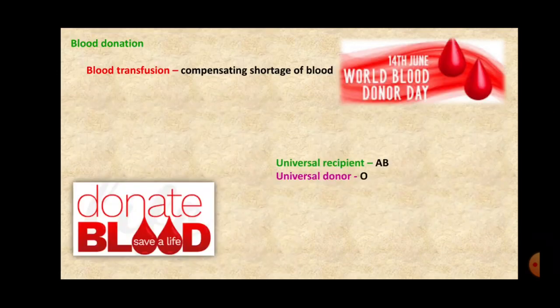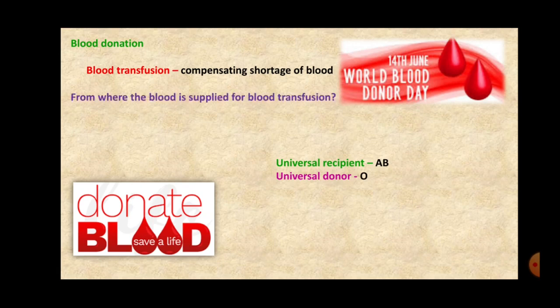The next topic is blood donation. Now, if a person suffers an accident or undergoes an operation, he needs blood because the blood is oozed out from his body. So blood is donated to compensate the shortage of the blood. To transfuse the blood to the patient is called blood transfusion.